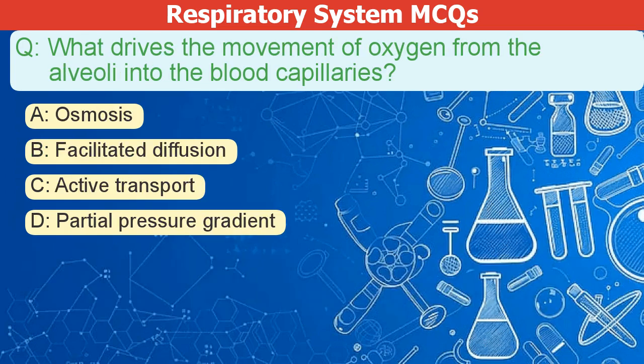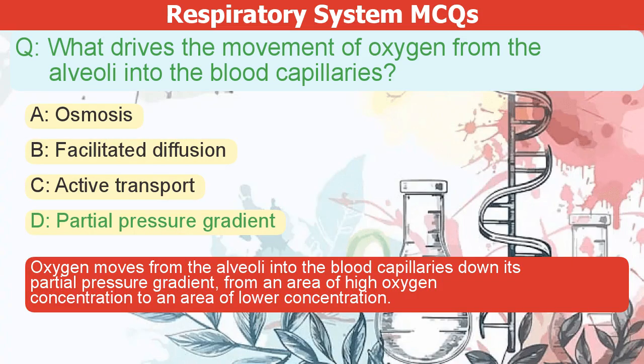What drives the movement of oxygen from the alveoli into the blood capillaries? A. Osmosis. B. Facilitated diffusion. C. Active transport. D. Partial pressure gradient. The correct answer is D. Oxygen moves from the alveoli into the blood capillaries down its partial pressure gradient, from an area of high oxygen concentration to an area of lower concentration.